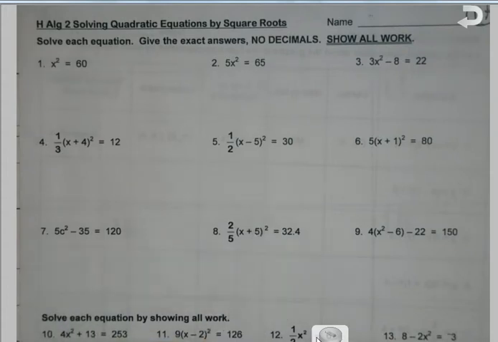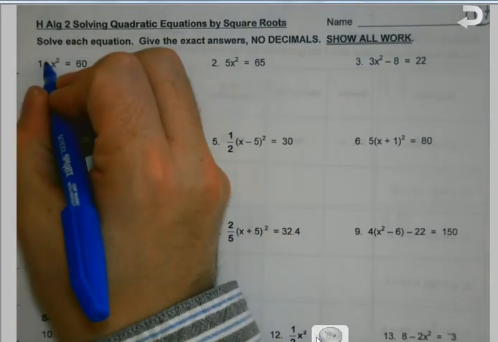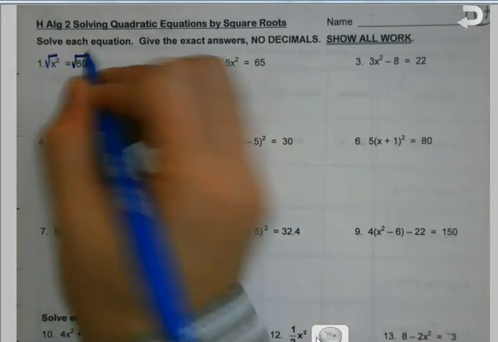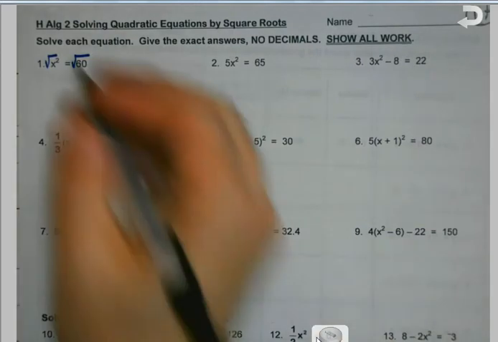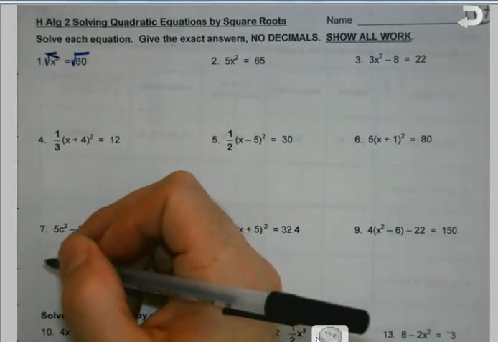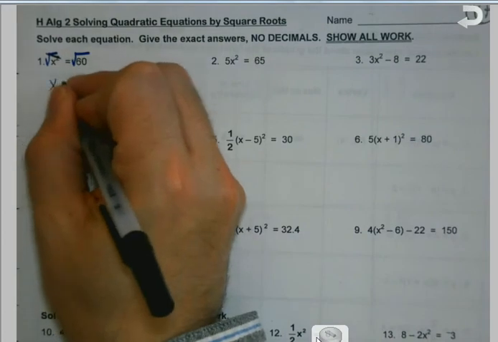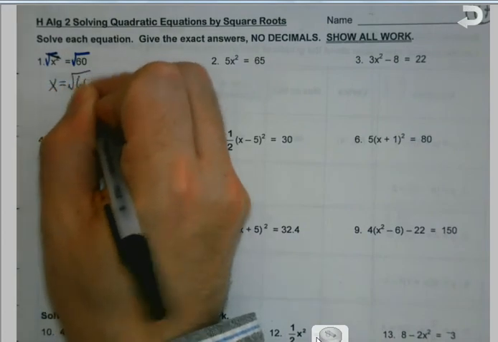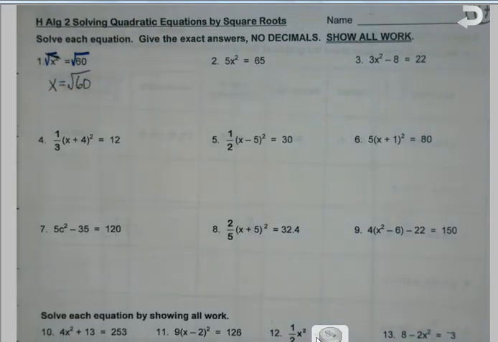So my first job is always going to be to isolate my x squared. Well, it's isolated already. So my opposite of squared is always going to be the square root, because then the squared and the square root are opposites, so they cancel in some way. But here's where I got to be careful. Okay, no decimals. But I need to simplify this still.